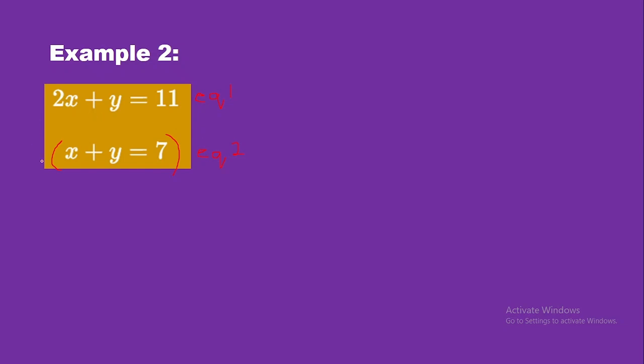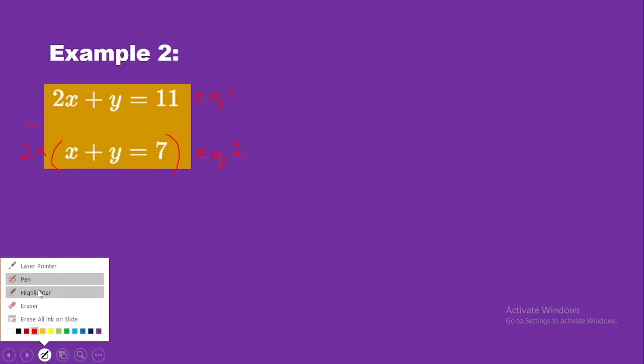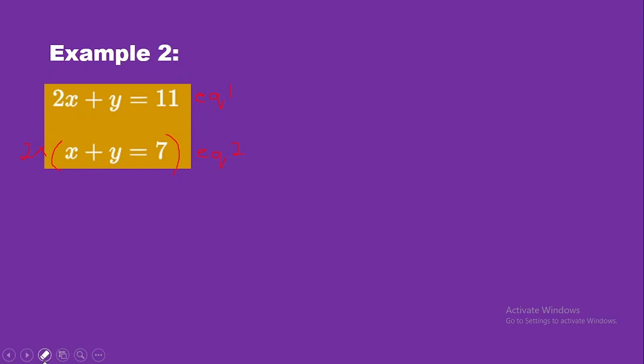But in this case right here, I am gonna multiply my second equation by 2. Why? Because instead of subtracting, I am gonna add. So I'm gonna multiply my second equation by 2, just for the fun of it, since I'm gonna add this time. So if I multiplied my second equation by 2, I'm gonna get this equation right here.